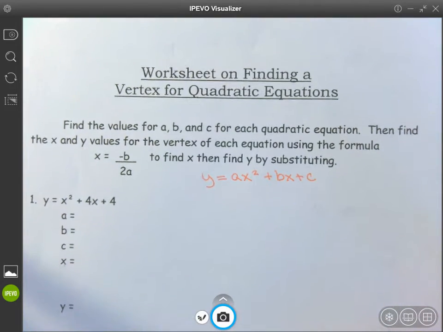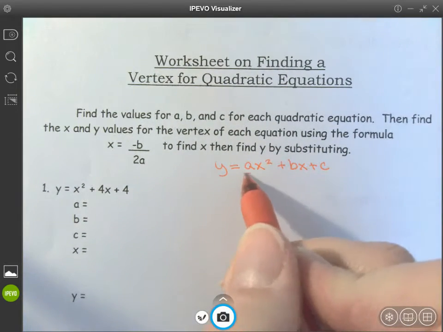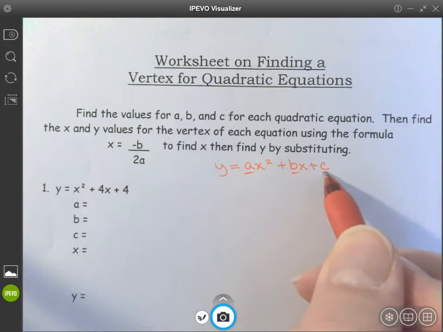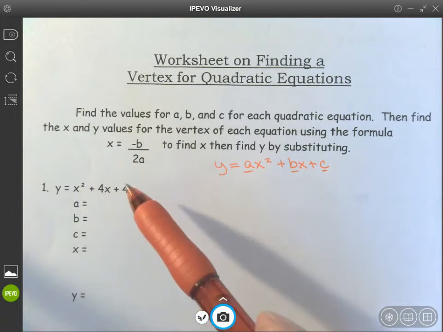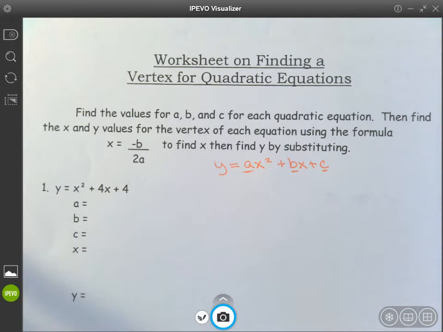So that's standard form. Remember, the a is paired with x squared, b is with x, c stands alone. Now, the ones I'm giving you on the front page are already all in standard form, but if not, we'd have to rearrange it, and that's our next lesson. We want to pull out the a, b, and c.